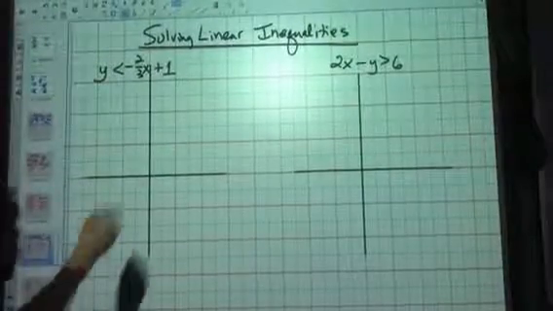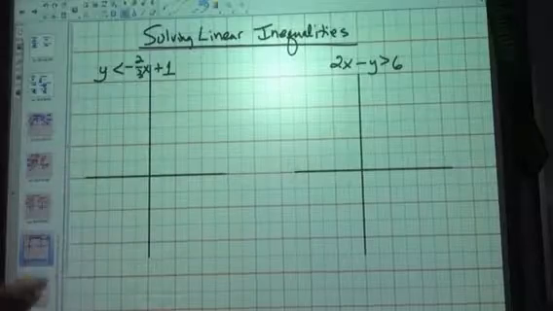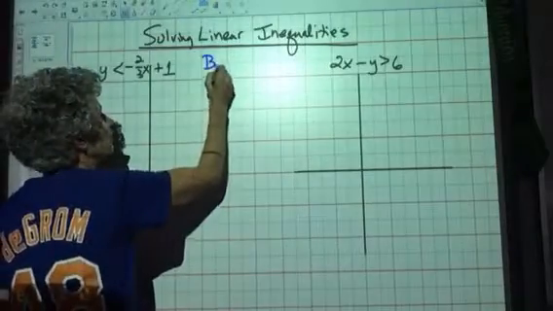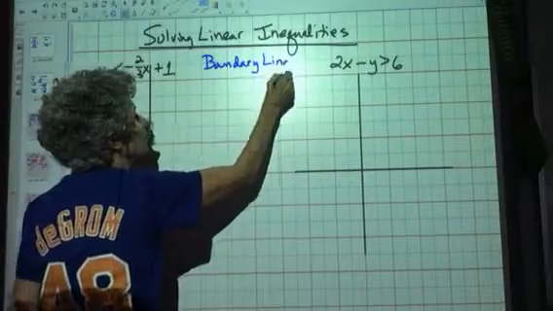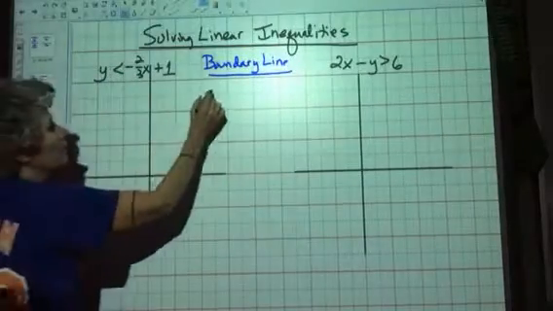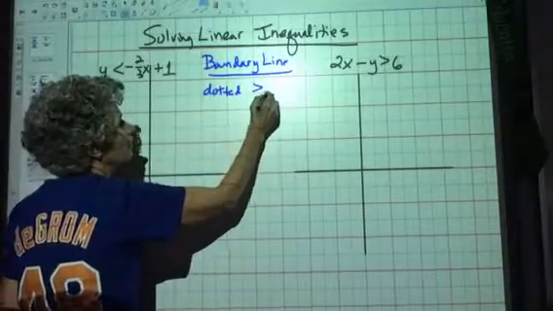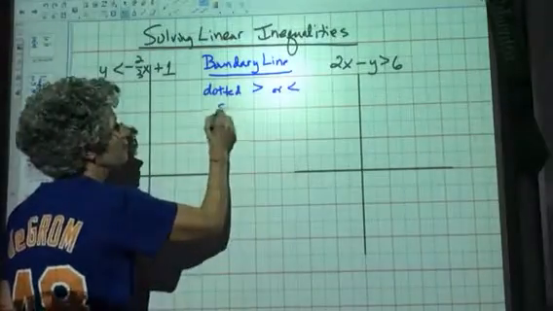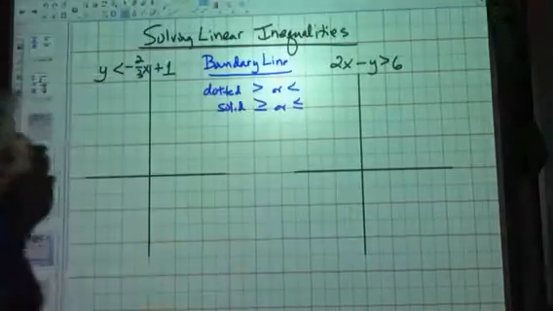Okay, we're going to solve some linear inequalities. Here, what you first want to do is graph what's called the boundary line. So you have a boundary line or a border line, and that's as if this were equal. It's going to be dotted if you have greater than or less than, and it's going to be solid if you have greater than or equal to or less than or equal to.